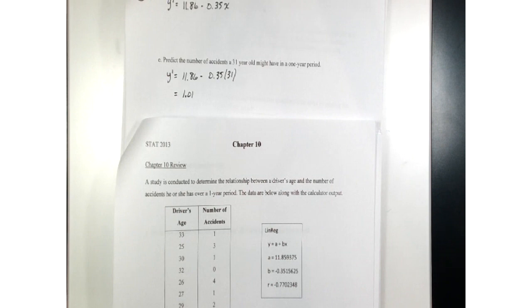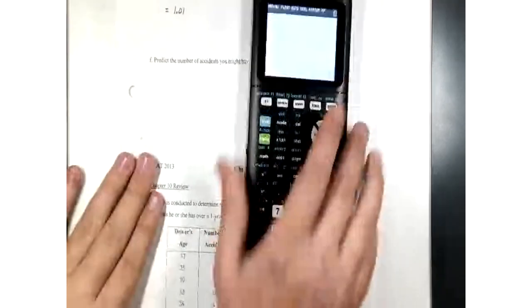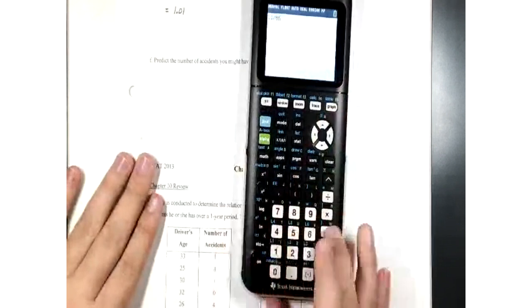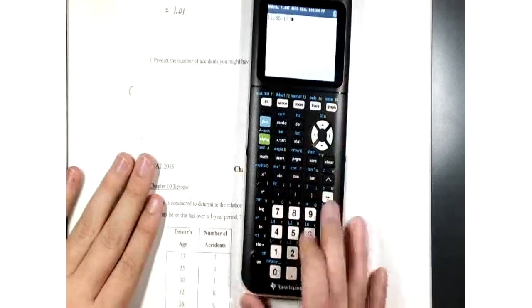Everyone okay with that? You just plug in the number. So, what does the next thing say? Predict the number of accidents you might have in a 1-year period. That just means take your age and plug it in for x. So in my case, that would be 11.86 minus 23 times 0.35.